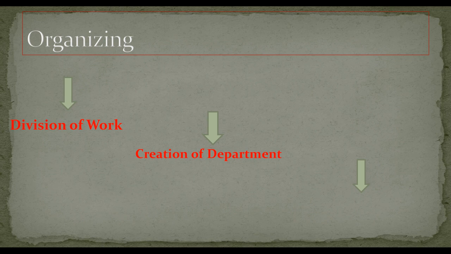And in departments, every post which is created needs to be assigned authority and responsibility. Simply we can say that organizing is the second function of management, in which work is divided, departments are created, and authority and responsibility are set for each and every post created.